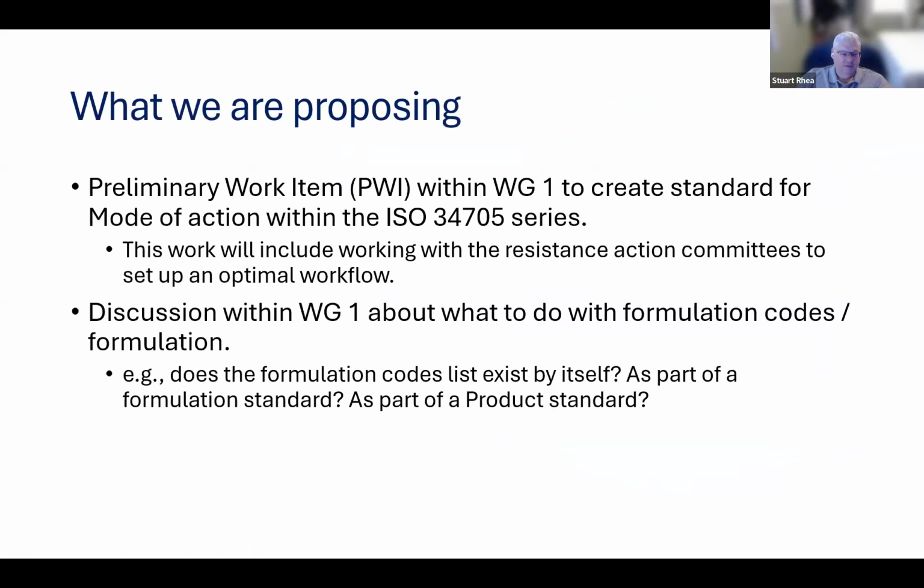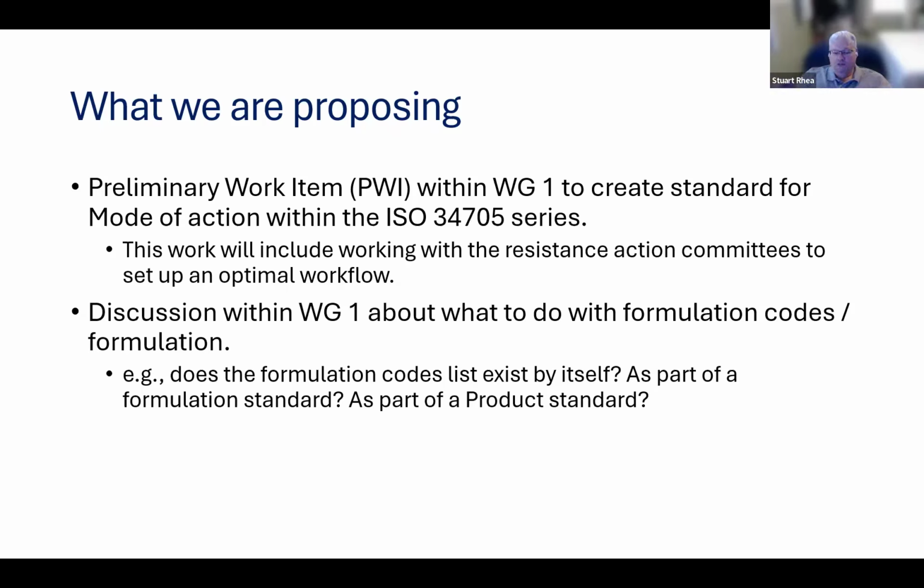What are we proposing here? Well, we have to create a preliminary work item that lists out what we're going to tackle. And for mode of action and for formulation, we're going to tackle this by placing the work within the 34705 series. 34705 is the designator that started for the series within Working Group 1. We have Part 2, that is the crop, and that's under active development. Part 1 will be a generalized framework that hasn't been started yet, a description of how we decompose vocabularies and especially how we manage and curate them.